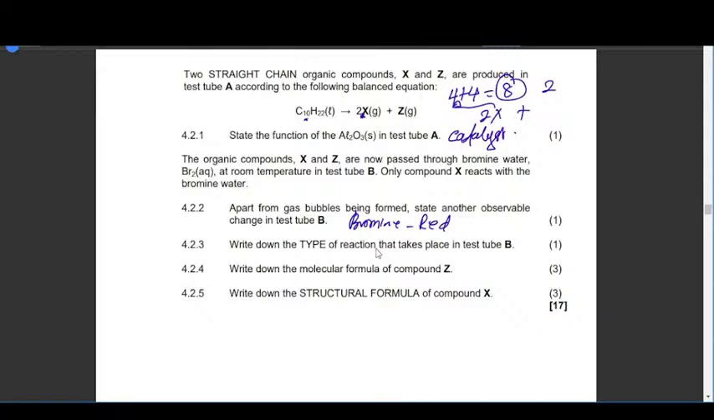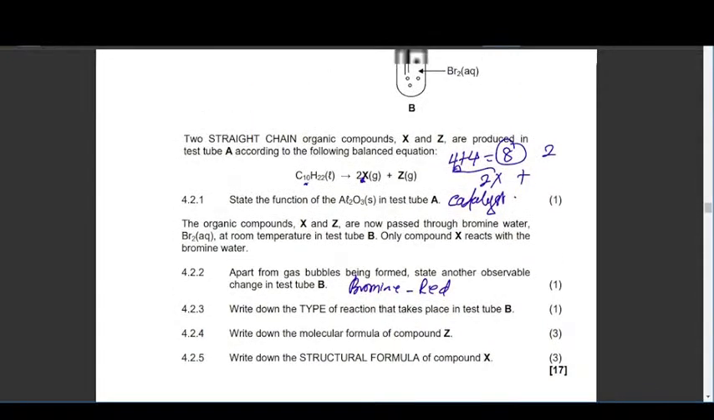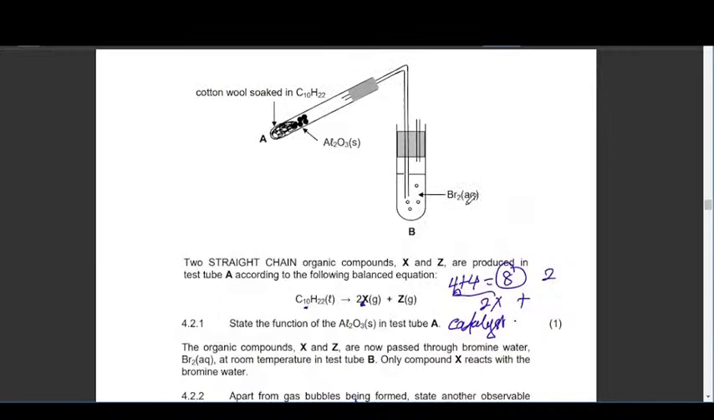And then they are saying, write down the type of reaction which is taking place in test tube B. Let's go back and see. Because we're adding bromine here, this compound will come and go through bromine water and it's going to be decolorized. Because bromine is a halogen, it's going to become halogenation. Then they're saying, write down the molecular formula for compound Z.